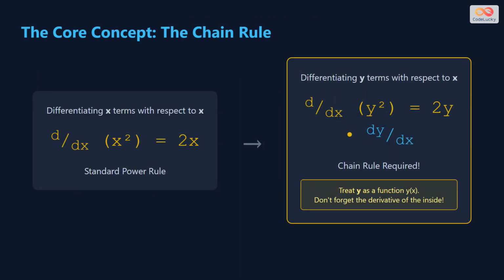The key to this method is the chain rule. When we differentiate an x term with respect to x, it's standard. The derivative of x squared is 2x, but when we differentiate a y term with respect to x, we must treat y as a function of x, so the derivative of y squared isn't just 2y. It is 2y multiplied by dy/dx. That extra factor of dy/dx is the chain rule in action.